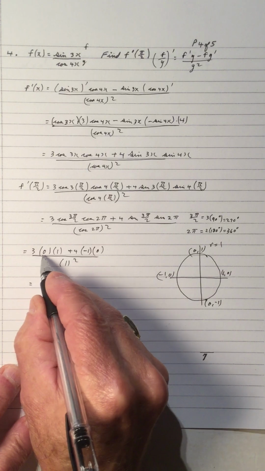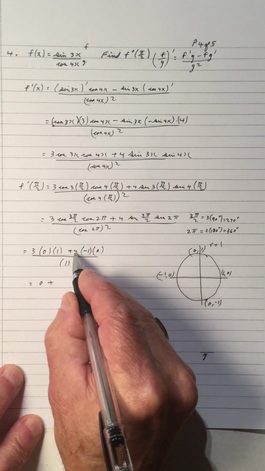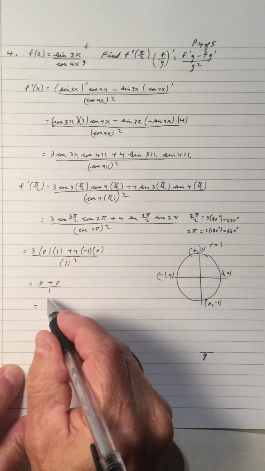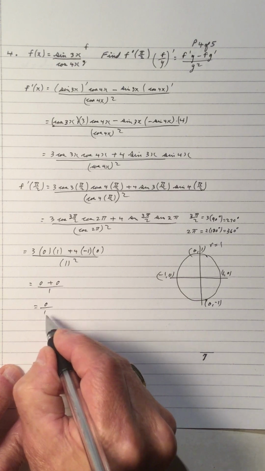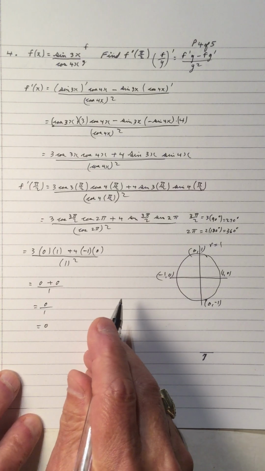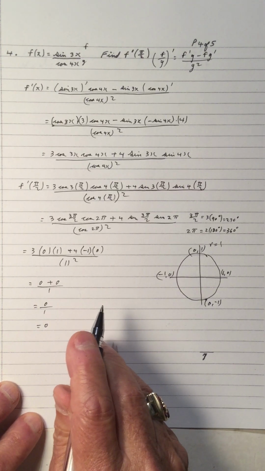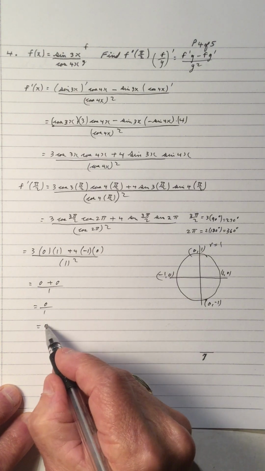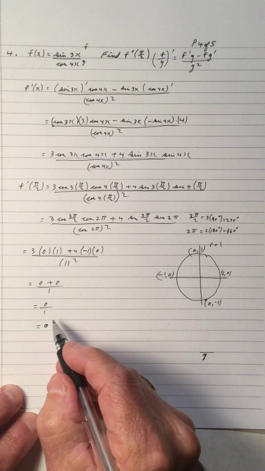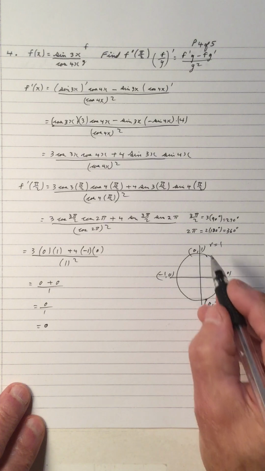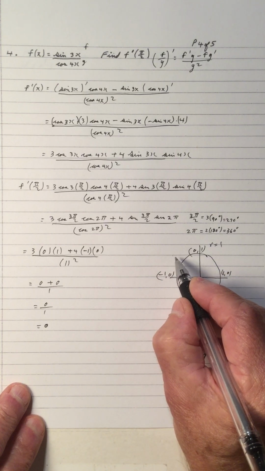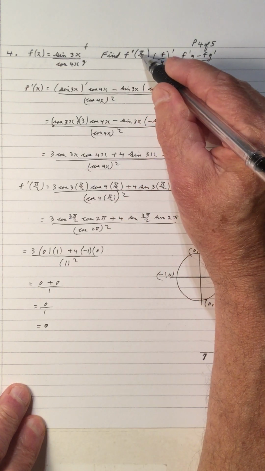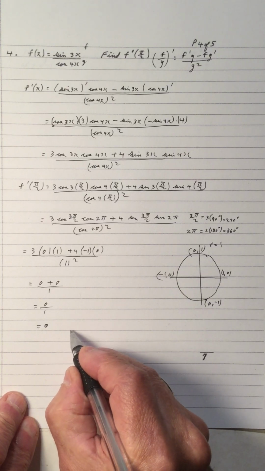Simplify that. 3 times 0 times 1 is 0, plus 4 times negative 1 times 0 is 0. 1 squared is 1, so that's 0 over 1, which is 0. So the derivative is the slope of the tangent, and that's why we work this out. The derivative at pi over 2 is 0, so the slope of the tangent is 0. If the slope of the tangent is 0, it's a horizontal line, so we're really looking at a horizontal line going through whatever the value of this point is.